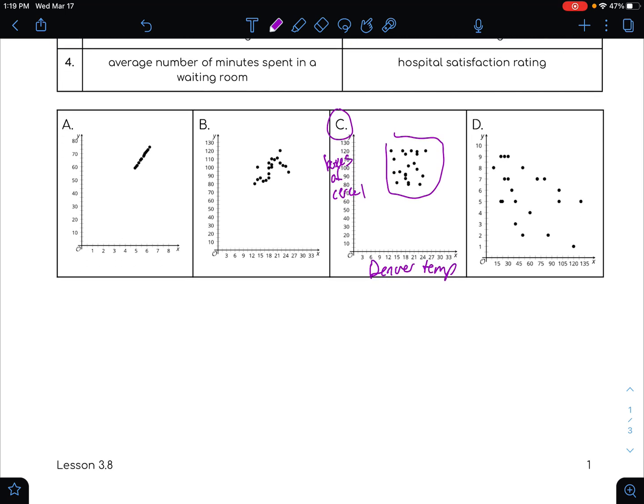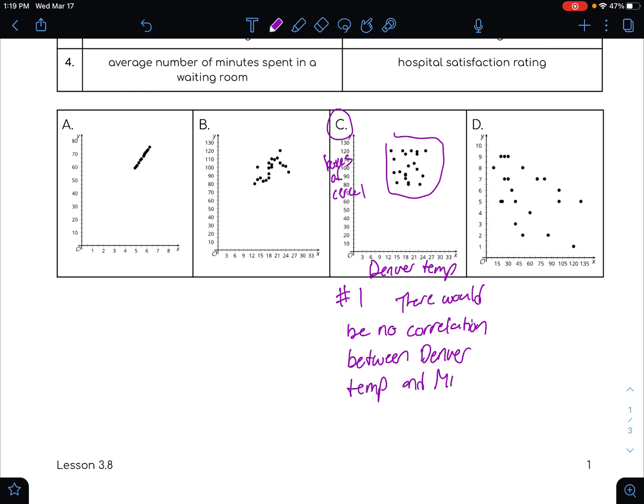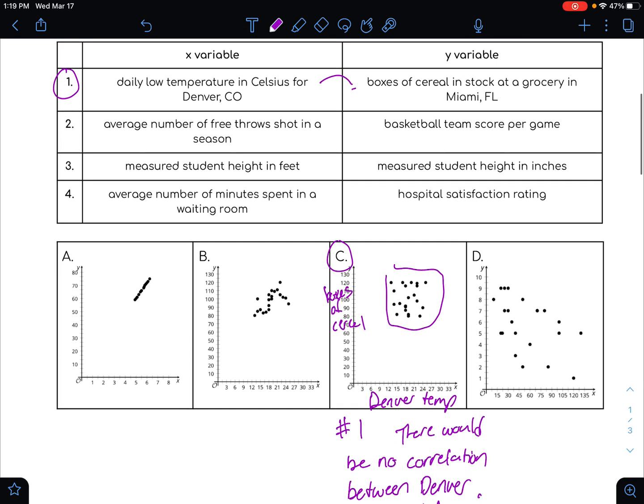All right. And maybe below we can just write a little bit about that. So in number 1, there would be no correlation between Denver temperature and Miami cereal. Those two variables are not related to each other in any way, shape, or form. So if we tried to graph the two, we would just get a scattered scatter plot with no trends.